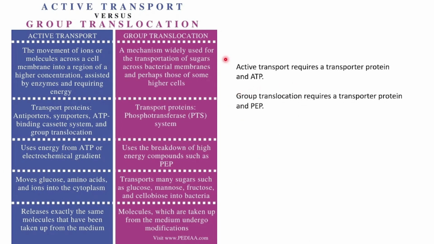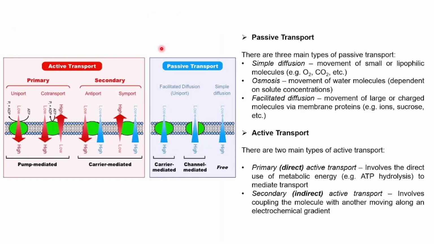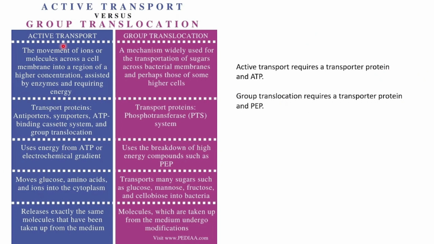Now we can talk about group translocation. That was another option here, group translocation. So what is group translocation? Group translocation is a mechanism that is widely used for transportation of sugars across bacterial membranes and perhaps those of some higher cells. Active transport is just something that goes against the concentration gradient, assisted by enzymes and requiring energy, so it's called active transport. Group translocation is very specific to transportation of sugars across bacterial membranes, which are huge moieties.